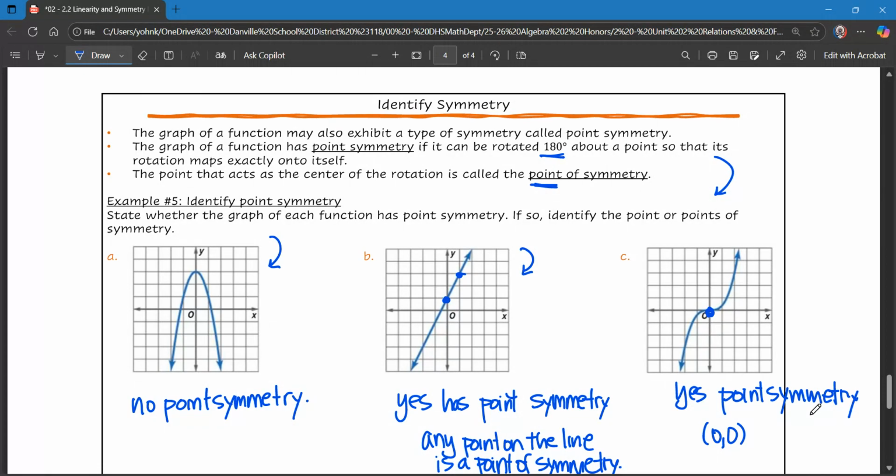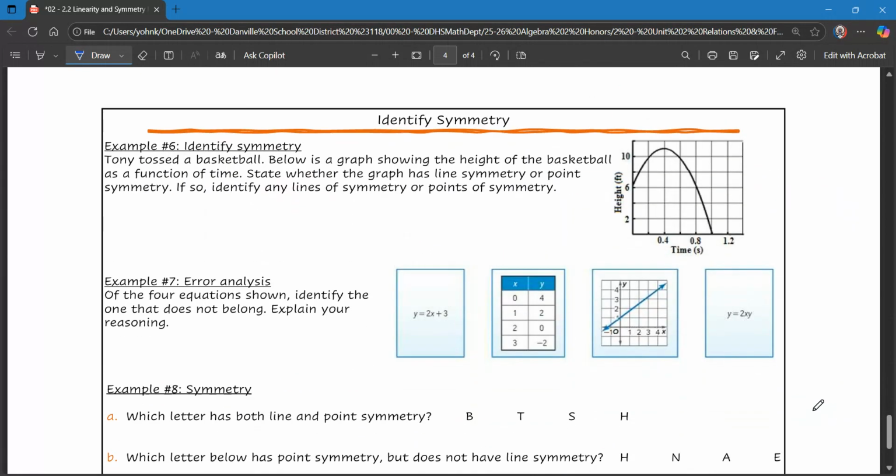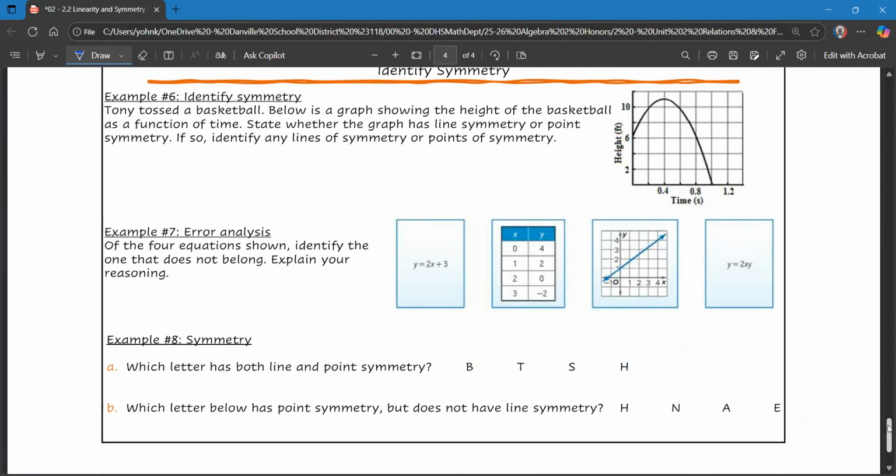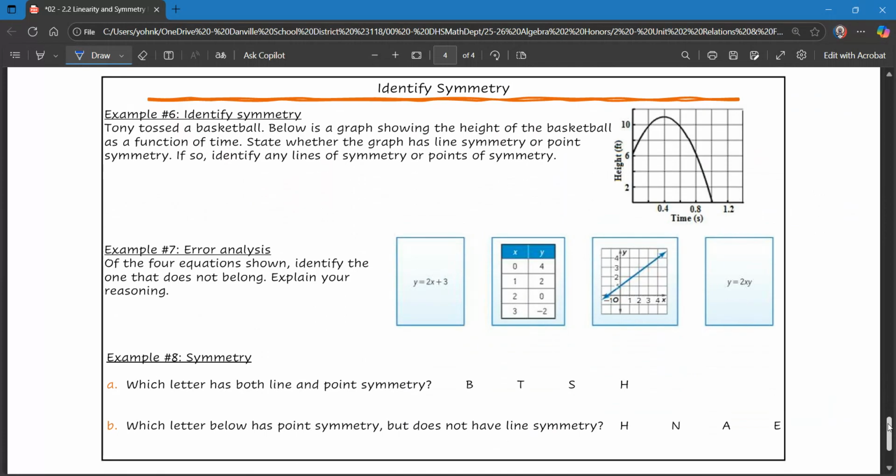All right, so let's put all of this stuff together in this last slide and let's do some last examples. So number 6, Tony tossed a basketball. Below is a graph showing the height of the basketball as a function of time. State whether the graph has line symmetry or point symmetry. If so, identify any lines of symmetry or points of symmetry.